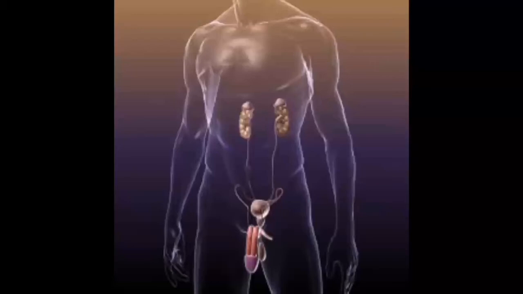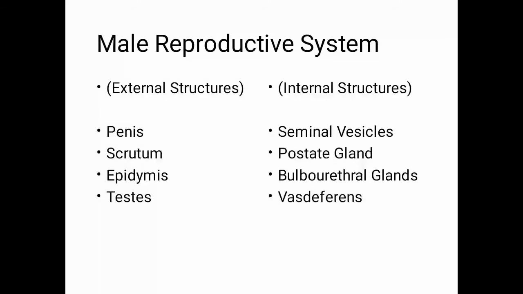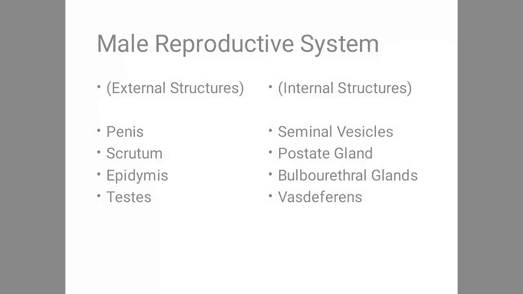First, let's talk about the external structures. First, the penis, the male sexual organ for copulation and urination, the tubular portion of the male genitalia. Second is the scrotum, the bag of skin and muscle that contains the testes.